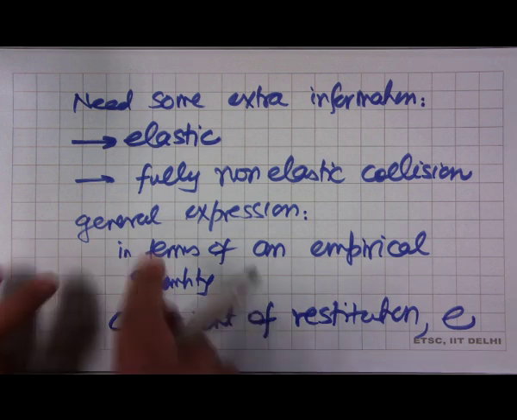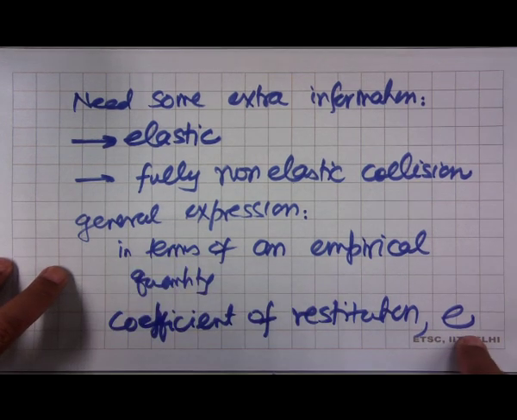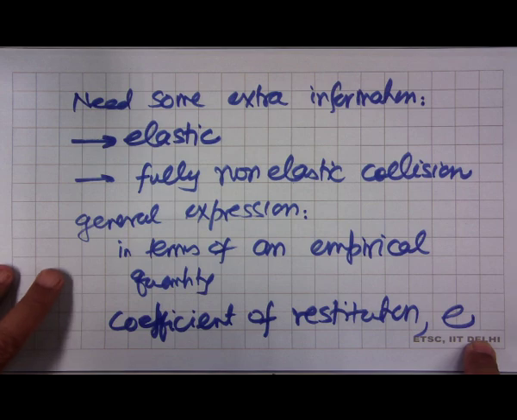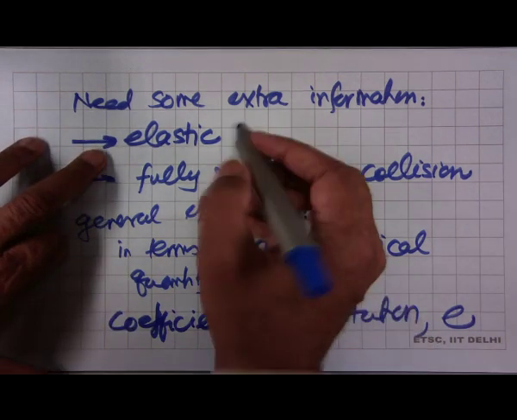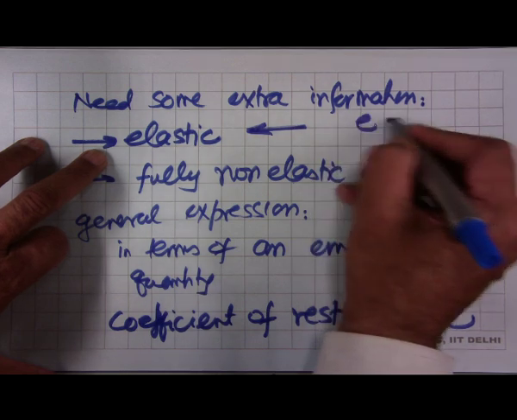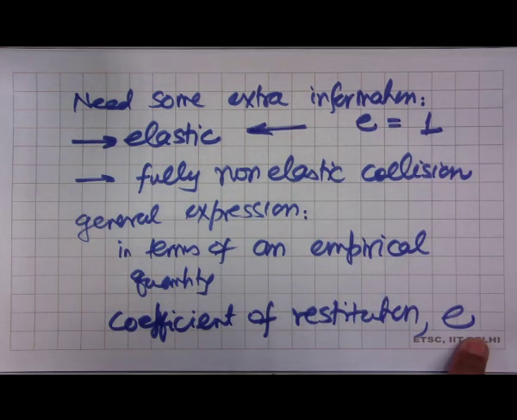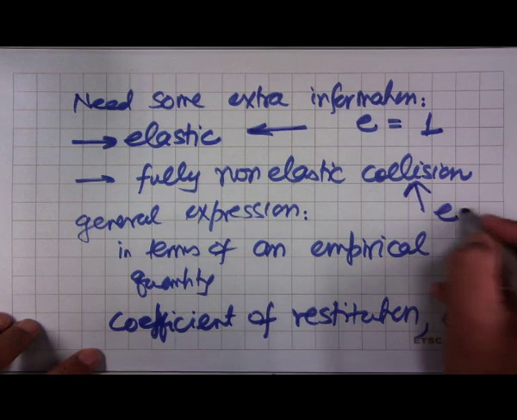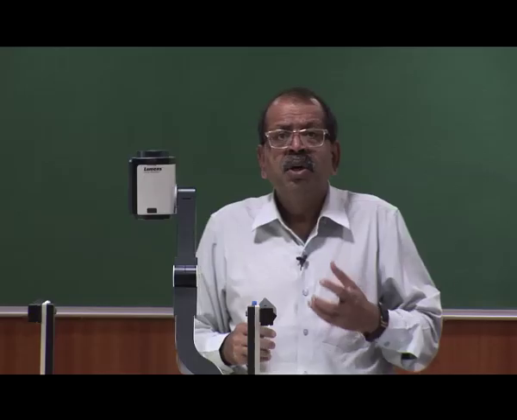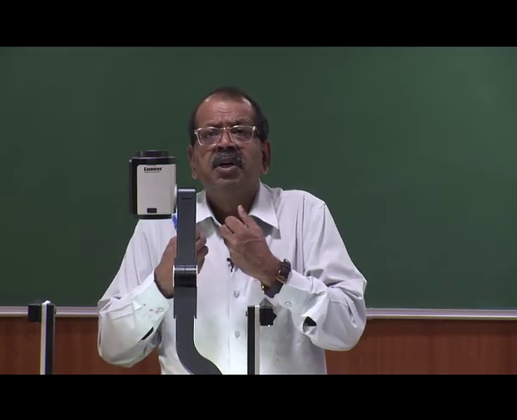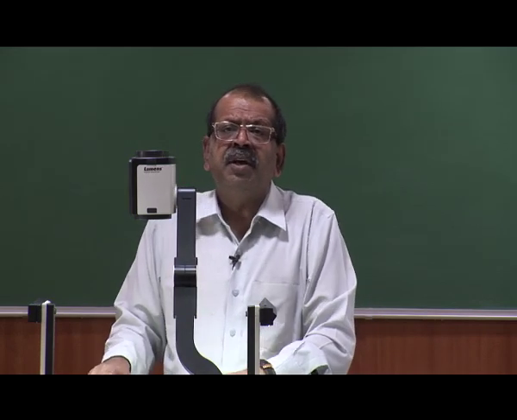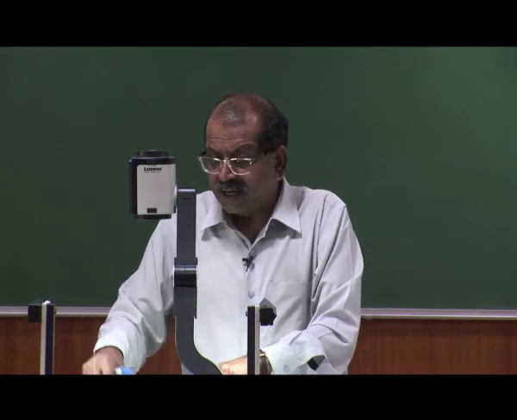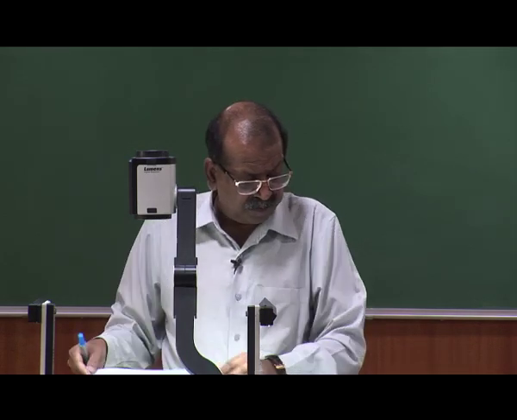So, we will talk in terms of a general expression as how things will be in terms of E, but when we talk of an elastic collision, this will mean that the value of E, which I am going to explain now, will be 1. For a fully non-elastic or a plastic collision, E will be equal to 0, which will mean that both the bodies will move with the same velocity just after collision. That is the case when E is equal to 0.